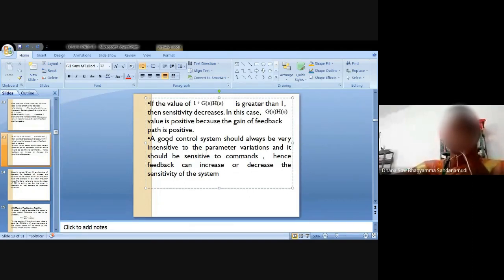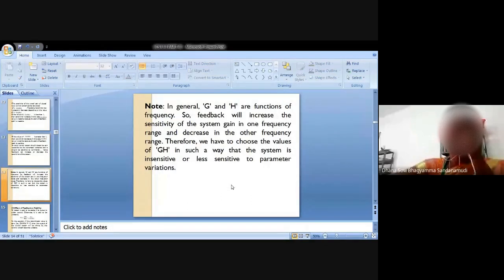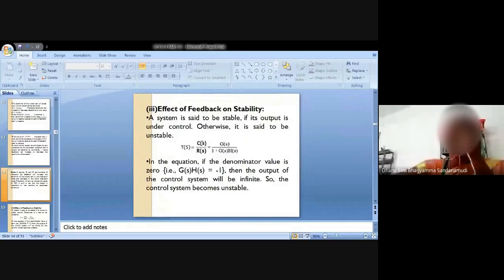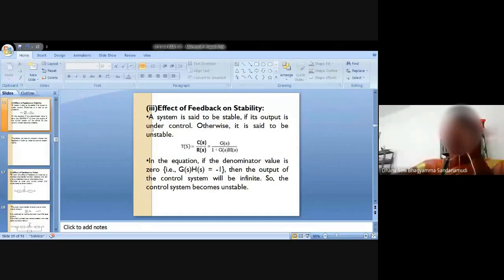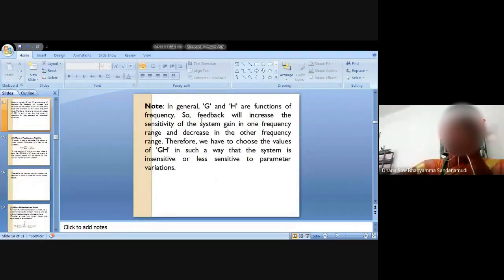I will read this line, you just listen carefully. A good control system should always be very insensitive to parameter variations, and it should be sensitive to commands. Commands means whatever input that we give. Hence feedback can increase or decrease the sensitivity of the system, depending on the requirement. I have written some notes so that you can go through them. They are not related to my discussion, but I have given these notes to improve your knowledge.